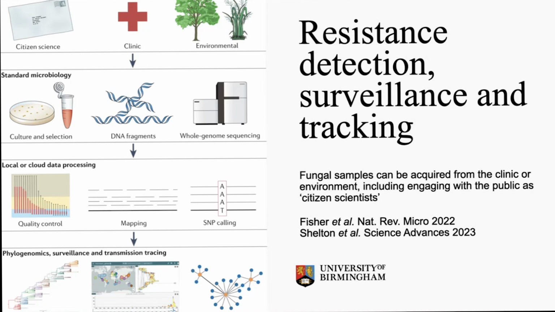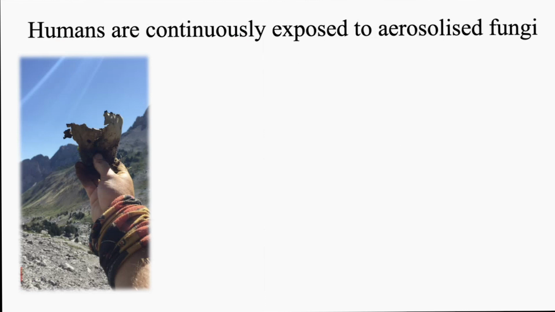Fungal samples can be acquired from the clinic or the environment, including engaging with the public as citizen scientists. So for instance, here we can bring in samples from all of these different niches, perform standard microbiology and whole genome sequencing, and then perform SNP calling and phylogenetics, surveillance and transmission tracing.